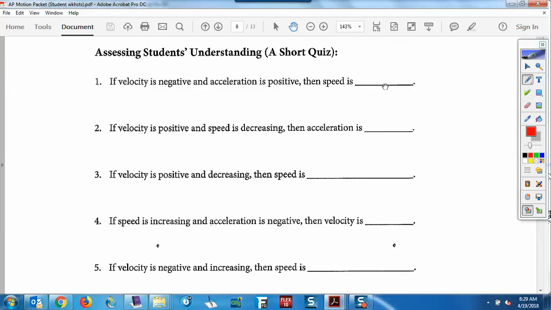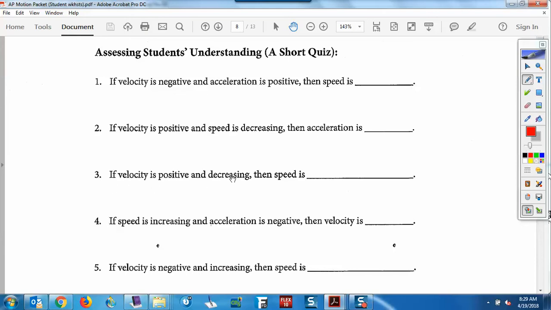We talked a lot about this on that part of the motion packet. If velocity is negative and acceleration is positive, speed is decreasing. If there's velocity and acceleration, you have to look at the two together to talk about speed. If velocity is positive and speed is decreasing, then acceleration is what? Negative. They got to be opposite, right?